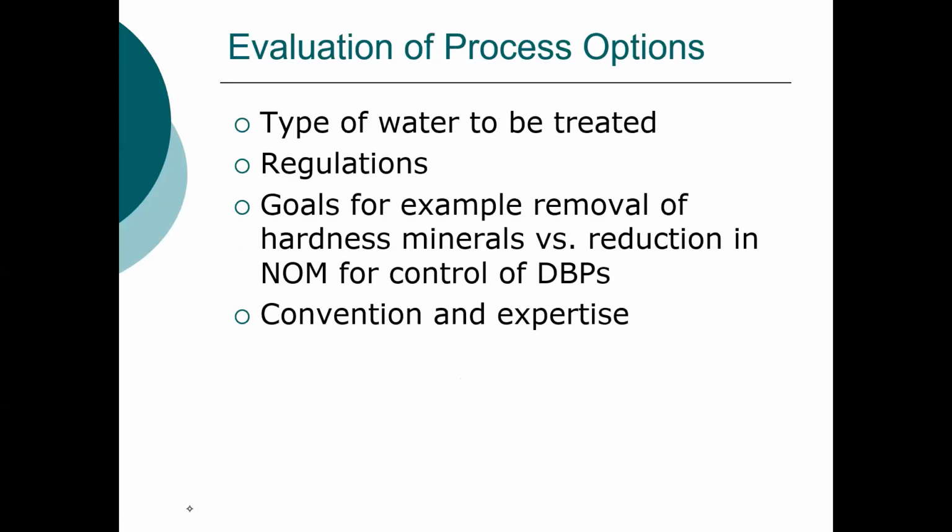So let's really talk first about, how do we make these decisions about process? One of the major aspects that we'll consider is the water that is to be treated. Is it a surface water? Is it a groundwater? How hard is this water? Are there other contaminants that need to be treated? So for instance, if you're in the thumb area of Michigan, arsenic is a significant problem. So there you're looking at arsenic removal.